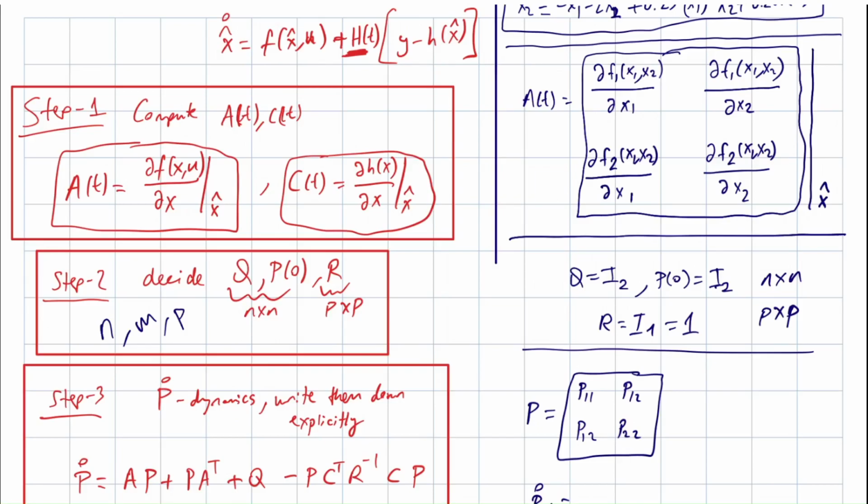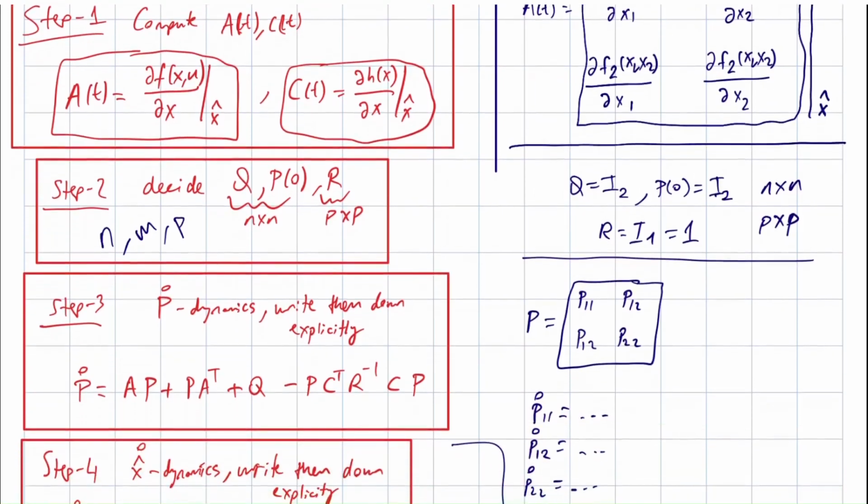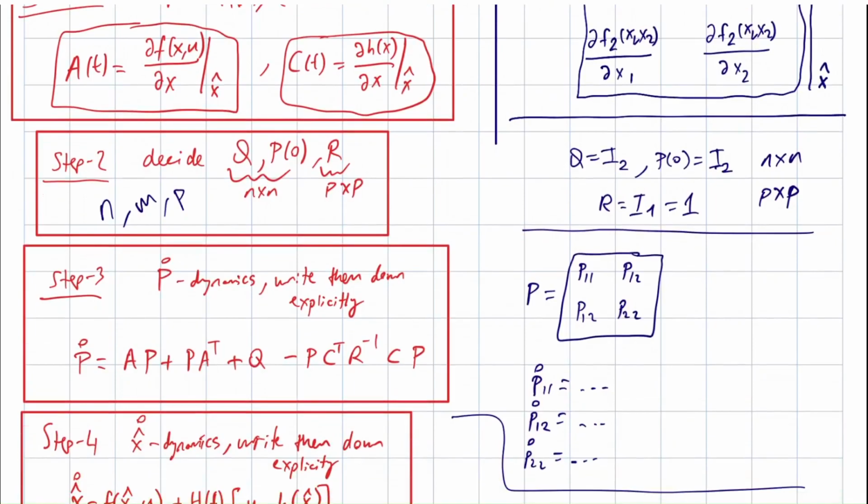Just try it. And step 3, P dot dynamics, write them down explicitly. You don't need to know things about algebraically solving the equations, or matrix differential equations. But we have this formula. You can just take it for granted. And for example, this A is this A, by the way, right? And this C is this C, right?